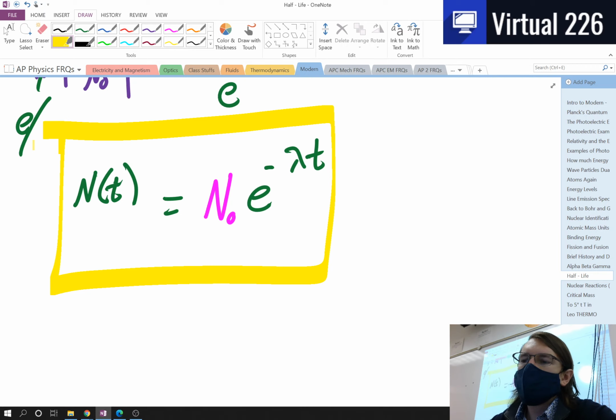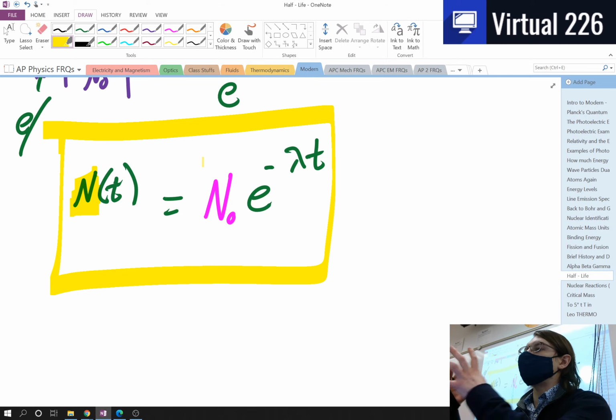Now, we can actually take this derivation a little bit further, because this derivation here will give us the number of particles at any point in time. The true half-life derivation is telling us how long it will take so that only half of our particles remain in their original state.